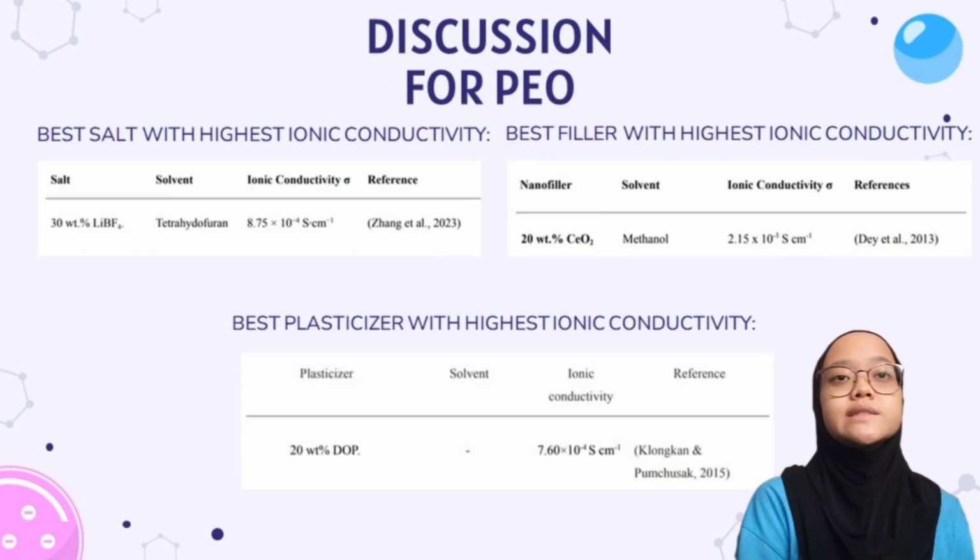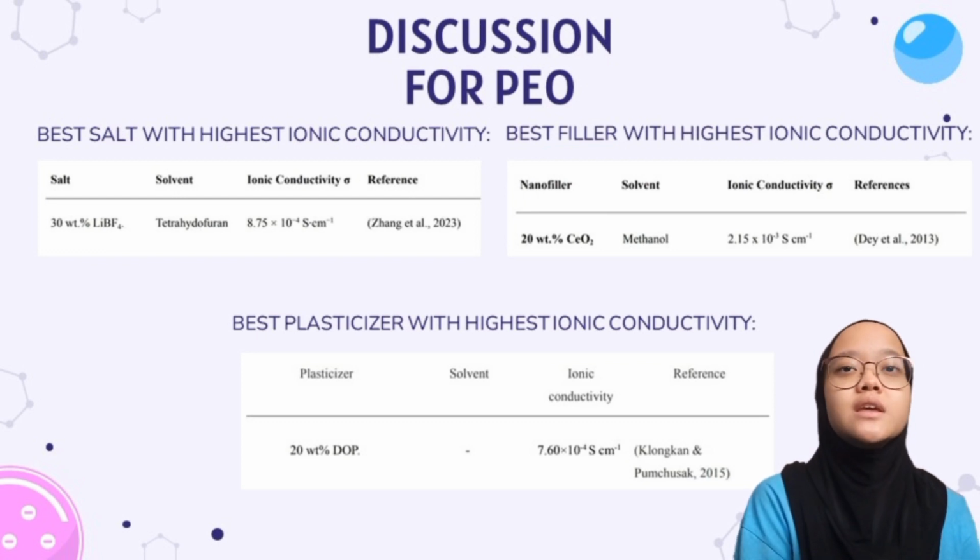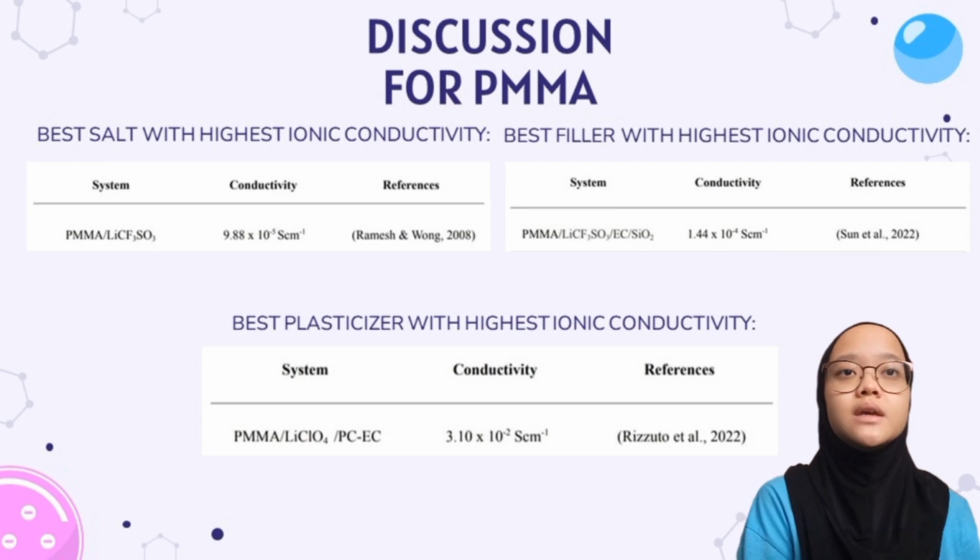To summarize the results for PEO, the most ideal are lithium tetrafluoroborate as a salt, cerium dioxide as a filler, and diethyl phthalate plasticizer that can be used to enhance ionic conductivity. Meanwhile, for PMMA, the most suitable are lithium triflate as salt, silicon dioxide as a filler, and a mixture of propylene carbonate and ethylene carbonate, PC and EC, as a plasticizer that gives the best ionic conductivity.